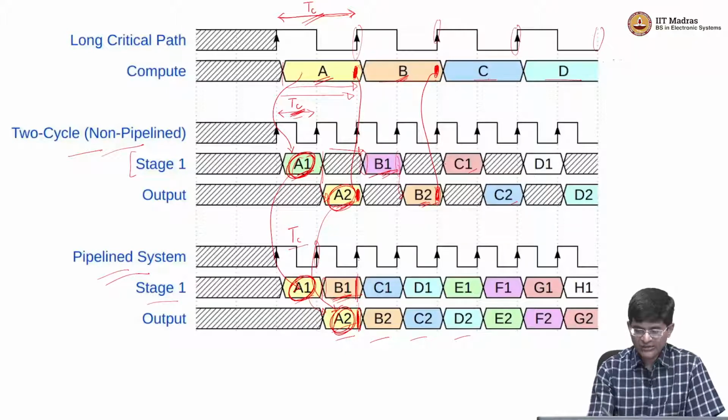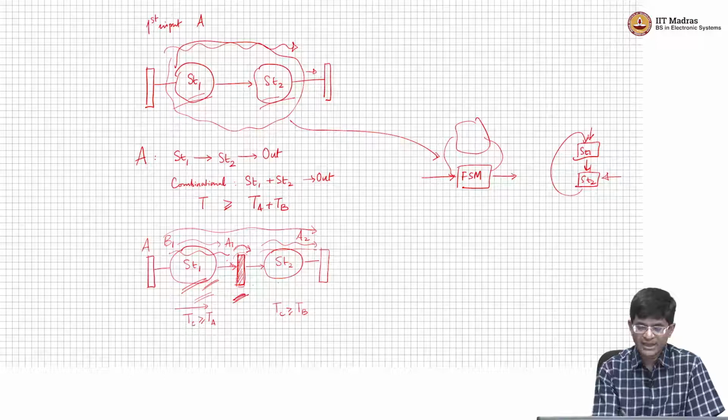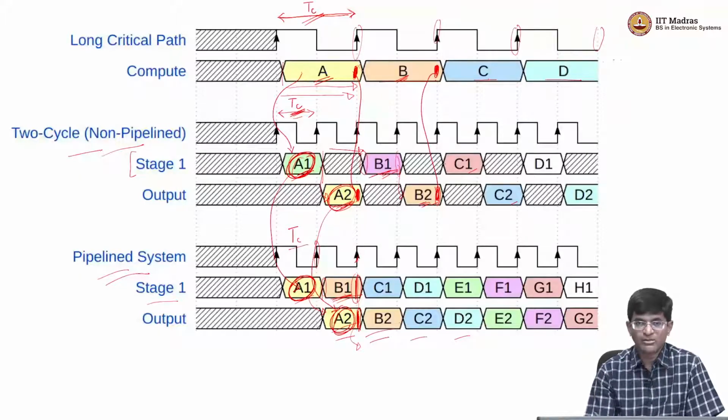Now, when this clock ticks, A2 is ready. It has got stored into the register and therefore is seen by the outside world. In the meantime, B1 is ready and gets stored into this middle register and is now ready to go into stage 2, where it goes through and gets computed as B2. While that happens, I can apply a new input, C1. By the time B2 gets computed, C1 is done and is ready to go through as C2. D1 can be applied as input.